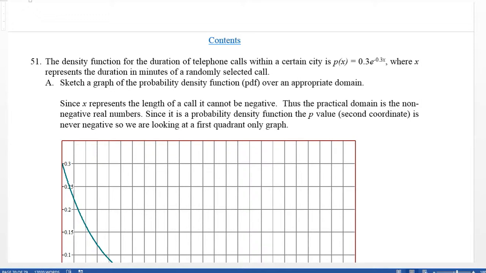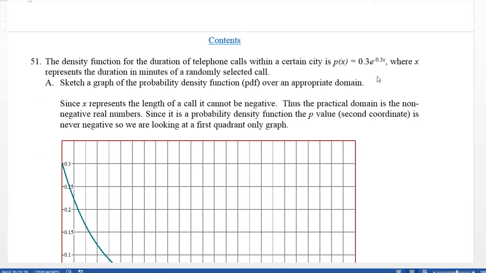In this video we're going to do a real-world example of applying some of the things that we've been talking about, probability distributions, and put this in the context of a real-world problem. So a distribution like this, which is actually an exponential distribution where lambda is 0.3, can represent something like the density function for duration of telephone calls. So within a certain city, the duration of telephone calls is modeled well by this PDF: f(x) = 0.3e^(-0.3x), where x represents the duration in minutes of a randomly selected call.